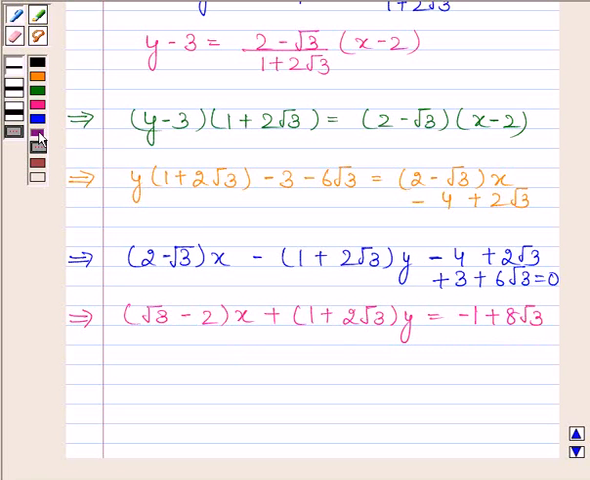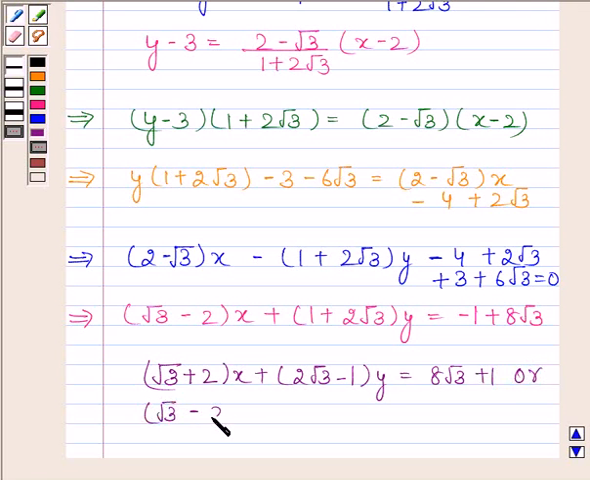Hence the required equations of the other line are (root 3 plus 2) into x plus (2 root 3 minus 1) into y is equal to 8 root 3 plus 1, or (root 3 minus 2) into x plus (1 plus 2 root 3) into y is equal to minus 1 plus 8 root 3. This is our required answer.